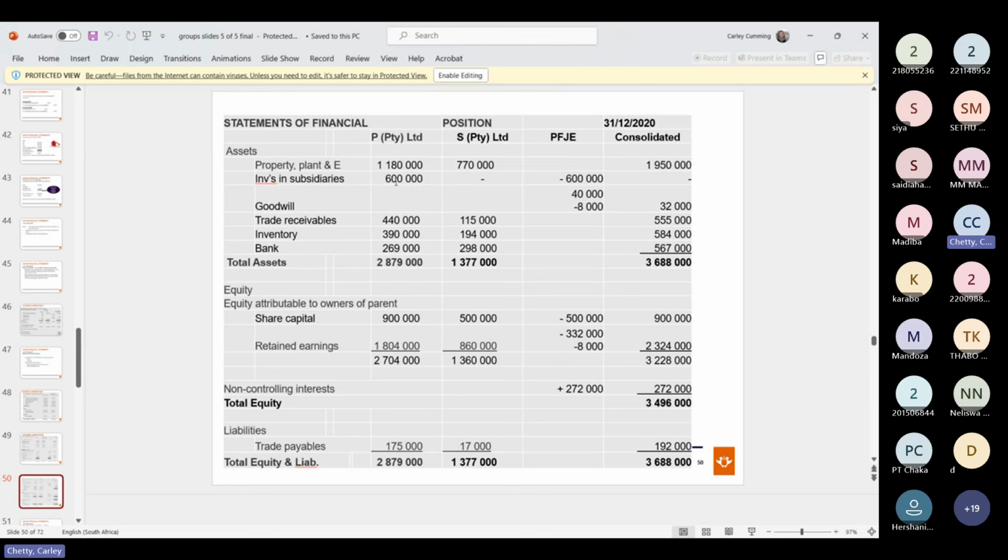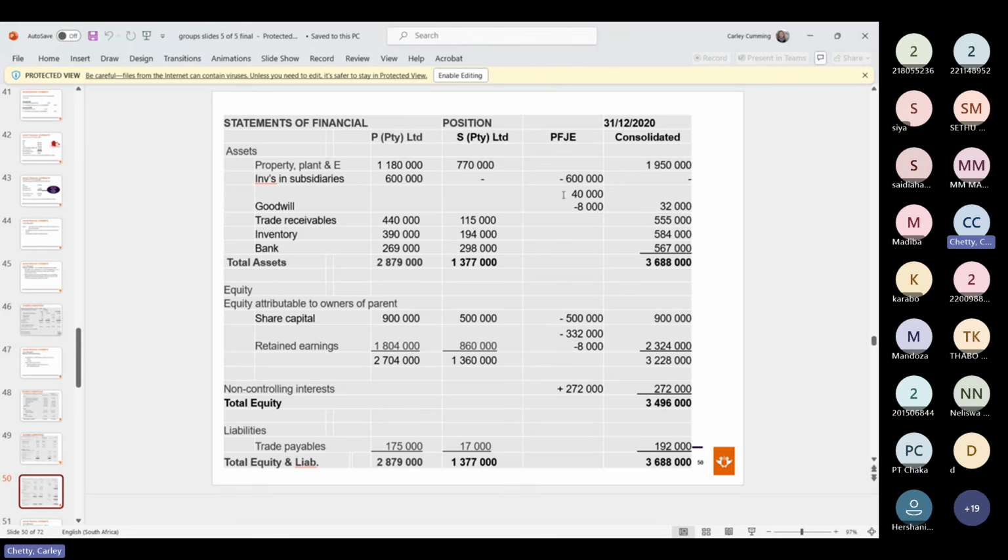1,950,000. P purchased 80% in S. So P paid 600,000 rand. In their separate financial statements, this 600,000 is shown as an investment. On consolidation, we need to eliminate this amount. So the consolidated amount is zero for the investment in a subsidiary because we process a pro forma journal entry.